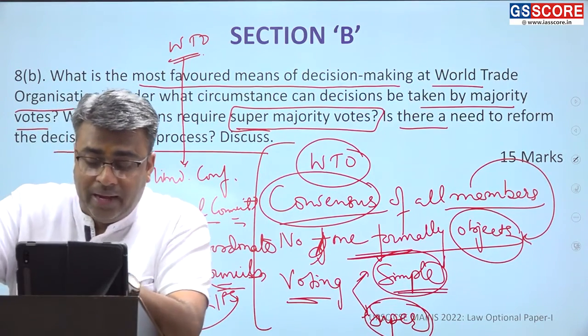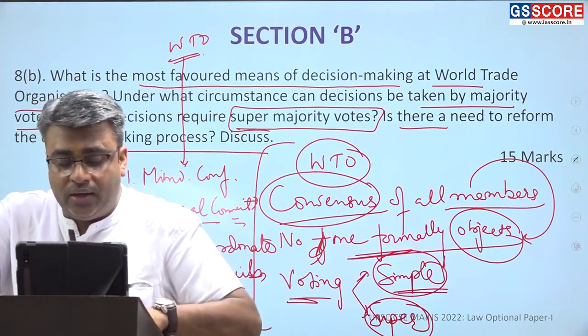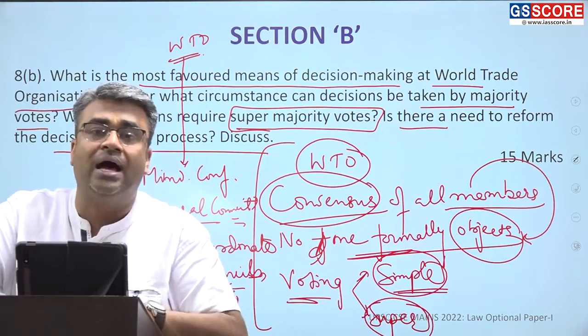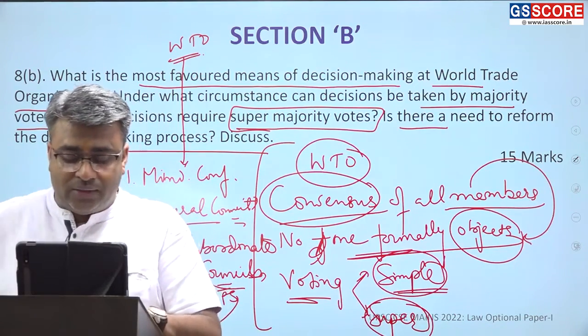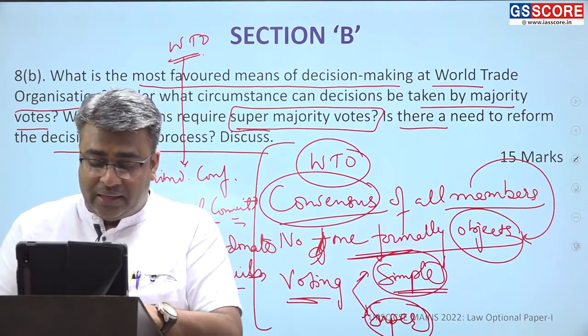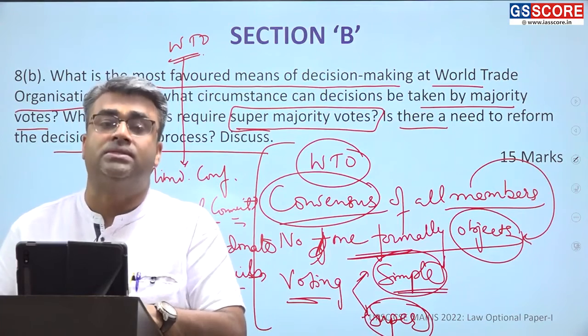Okay, and the subordinate councils the General Council has for decision making are GATT for goods, GATS for services, and TRIPS for the IPRs. So these are the few points by which decisions are taken in case of WTO when there is no consensus.